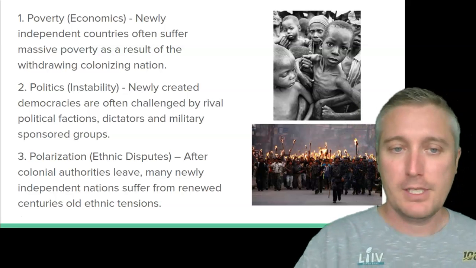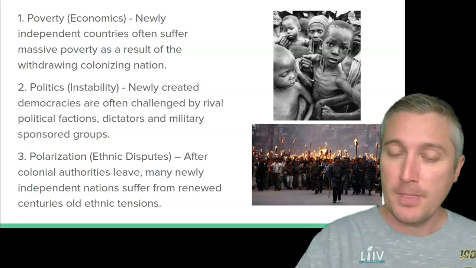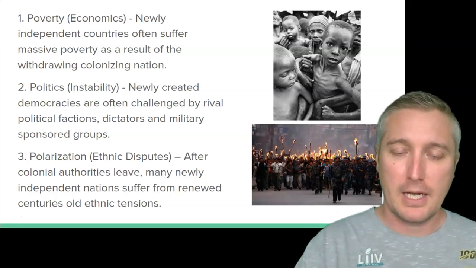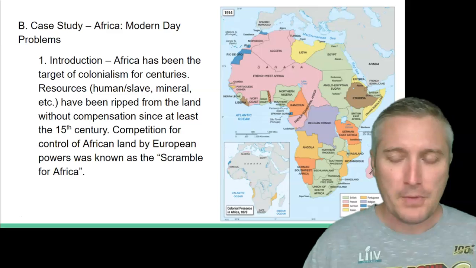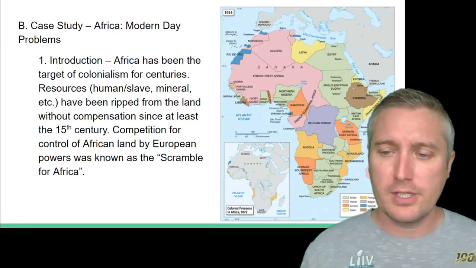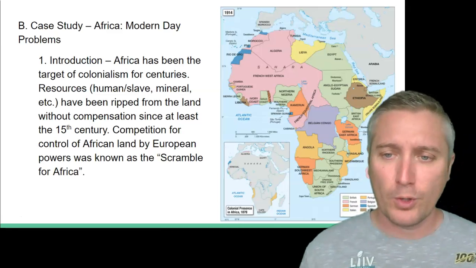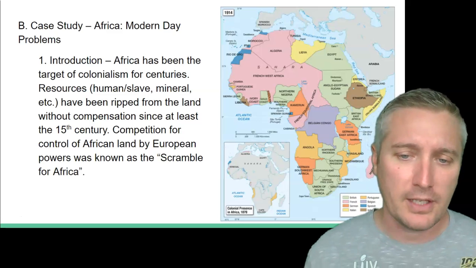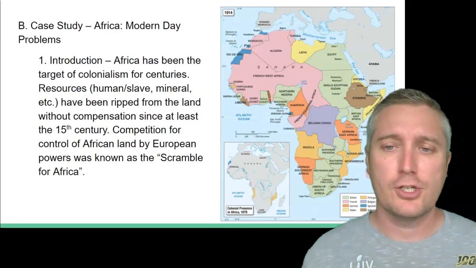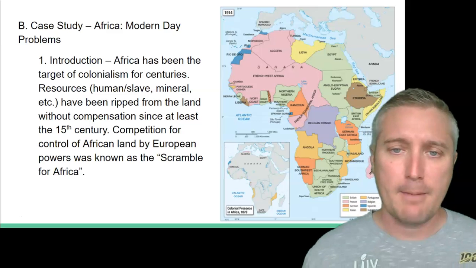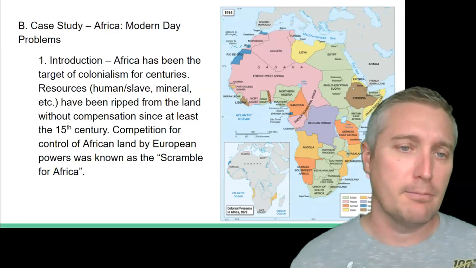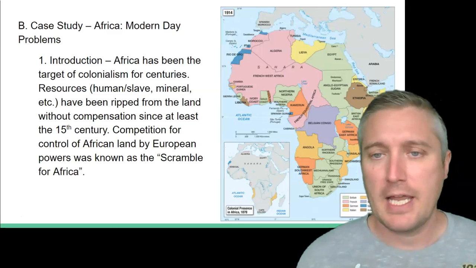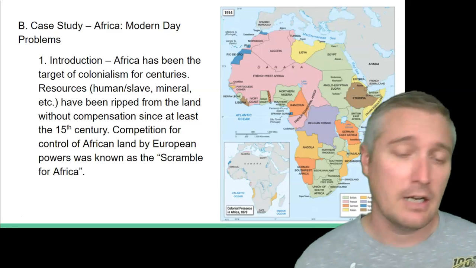So these are going to be some of the biggest impacts we'll see from the decolonization process right after World War II. This whole unit is primarily made up of case studies where we're going to look at specific examples of things that happened in locations around the world and how they were impacted by becoming a newly independent nation. The first one we're going to look at is the whole continent of Africa.